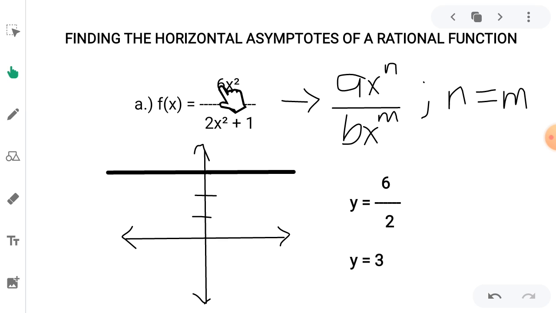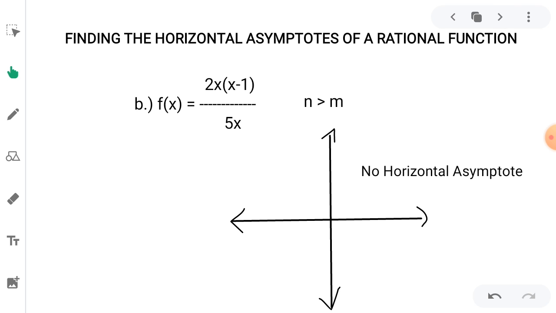So the coefficient of the term having the exponent is 6, so 6 divided by the coefficient here, which is 2. So 6 divided by 2 is equal to 3. So the horizontal asymptote is 3. This is the illustration of the horizontal asymptote of this given. Just imagine na lang this line is a broken line. So this is again the horizontal asymptote, which is y is equal to 3.